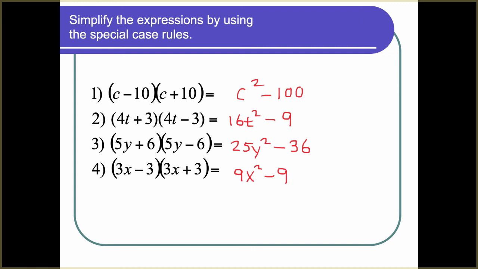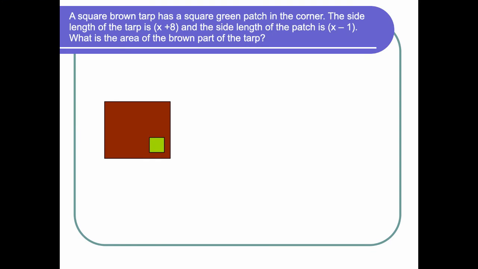So if we remember these, it will make this part, multiplying binomials together, easier if you remember these special rules for binomial squared or a sum and a difference. And they will really help you when we factor later on, if you can recognize these. All right, last thing we have is an area problem. A square brown tarp has a square green patch in the corner. The side length of the tarp is x plus 8, and the side length of the patch is x minus 1. What is the area of the brown part of the tarp?